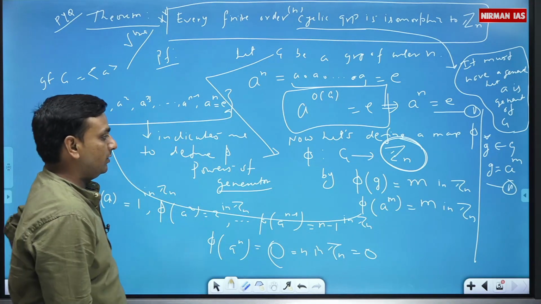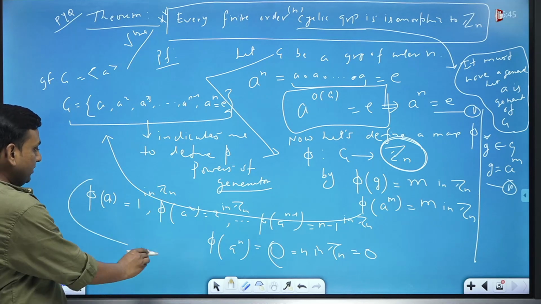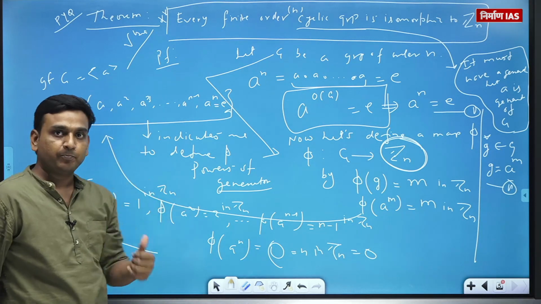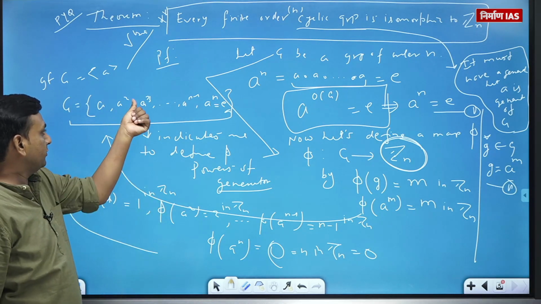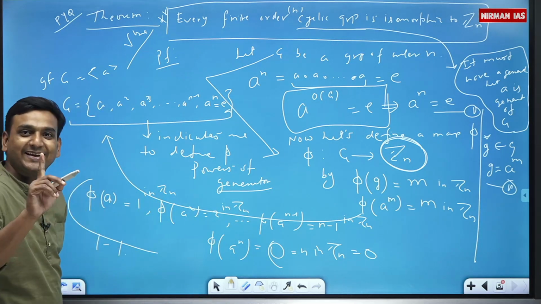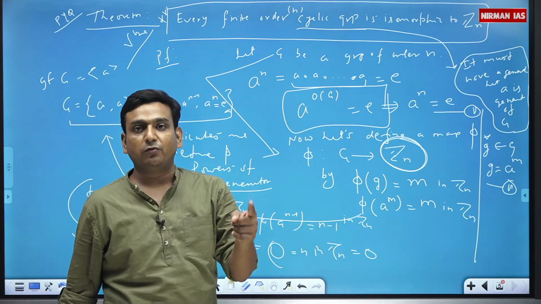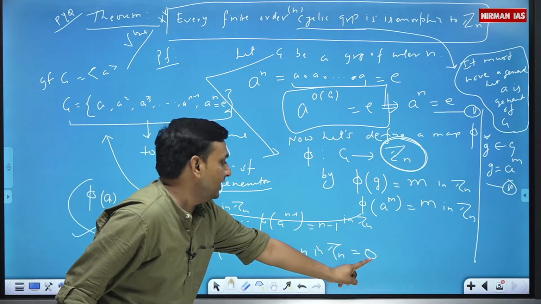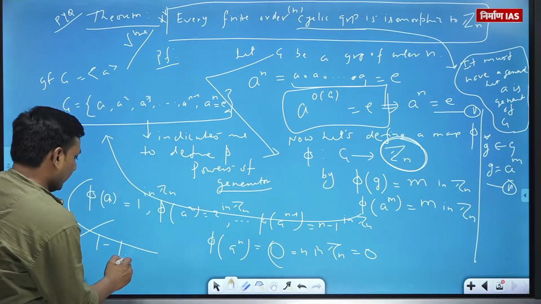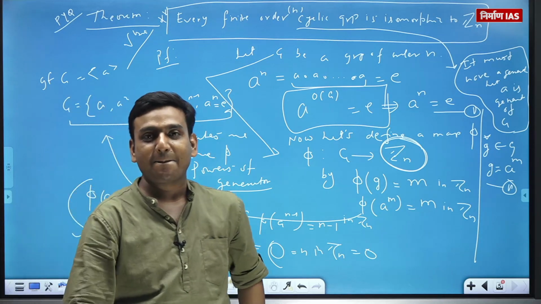What I have shown, see from here: do any two elements have the same image? No. a maps to 1, a square maps to 2, so that means phi is 1-1. Clear? Any element of Zn, the elements of Zn are 0, 1, 2, ..., n minus 1. So each element is the image of some element of capital G or not. So phi is onto also. Is that clear? Any problem?